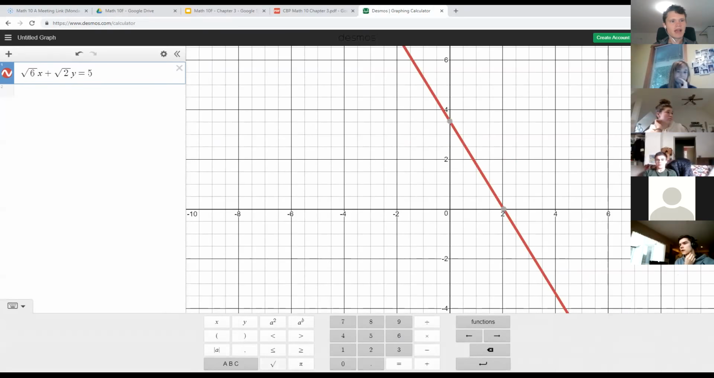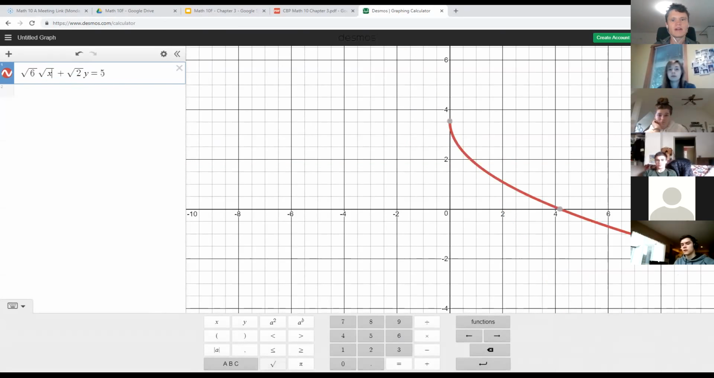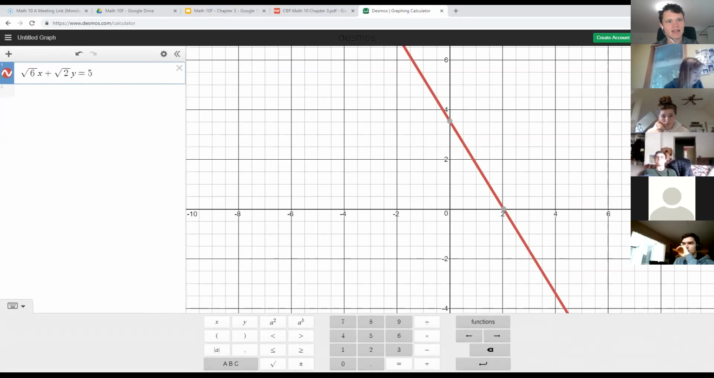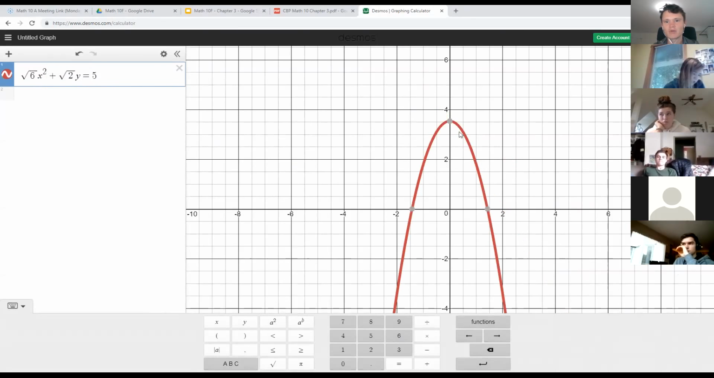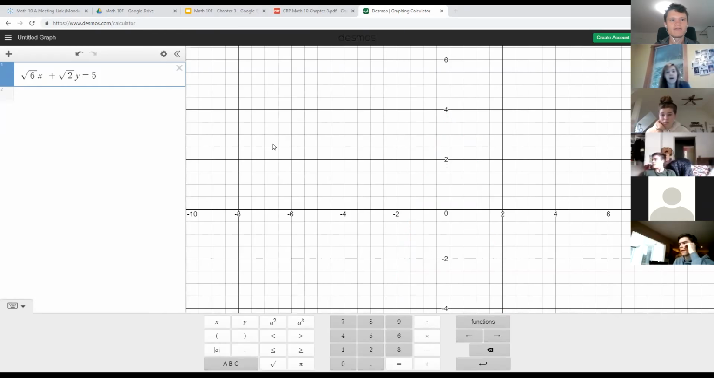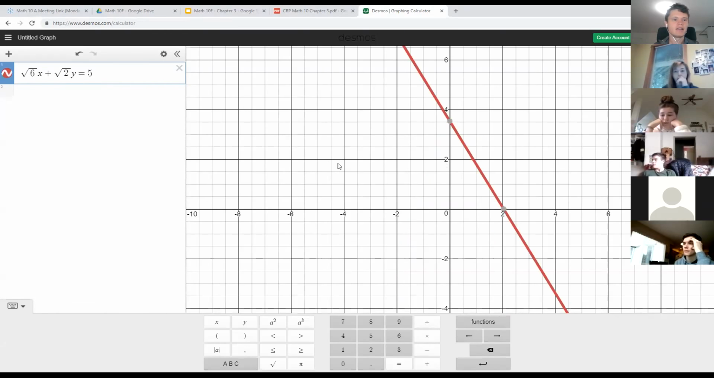It does become a problem. Watch the difference. When I make this, instead of x, the square root of x, we can see that it's no longer a straight line, right? So if I make any sort of modification to the x variable, if I made it x squared, no longer a straight line. So the variables can only be vanilla, normal.